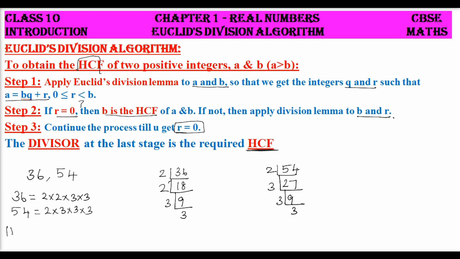Now writing the HCF, how will we write the HCF? So we will write the common factors, that is 2 is a common factor, then 3, and then one more 3. So I will write the HCF as 2 into 3 into 3.